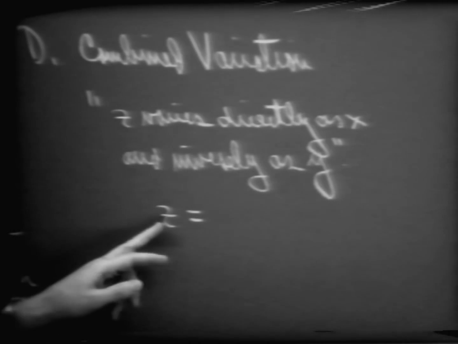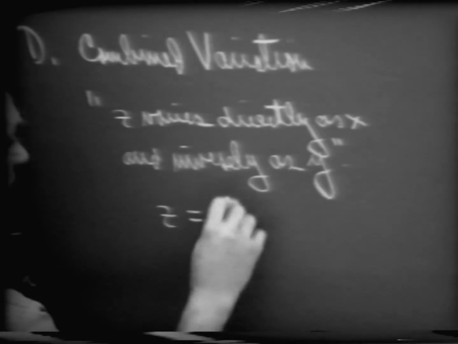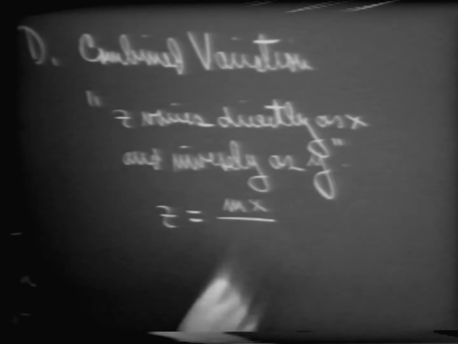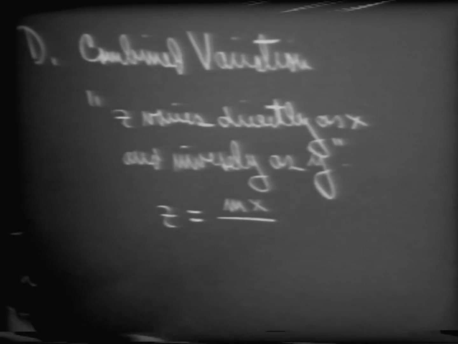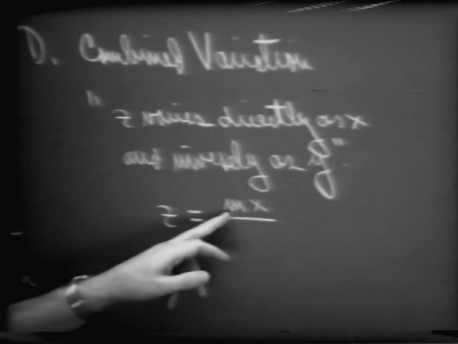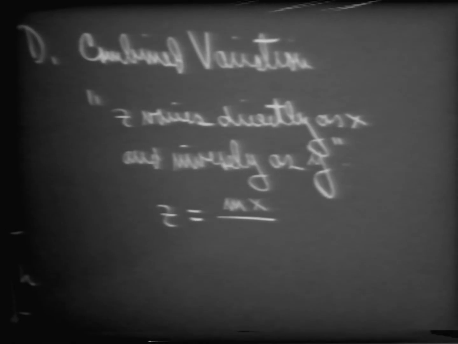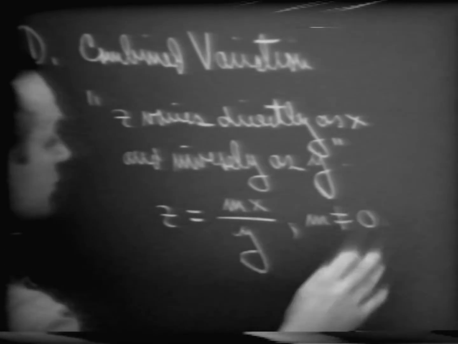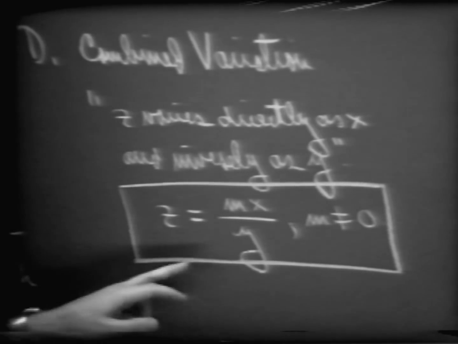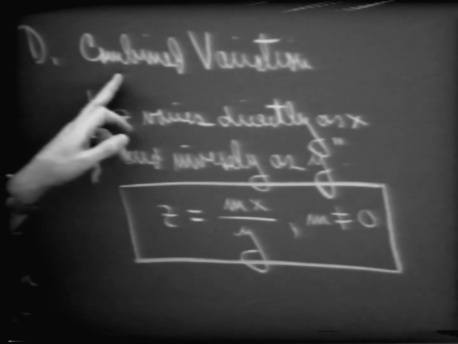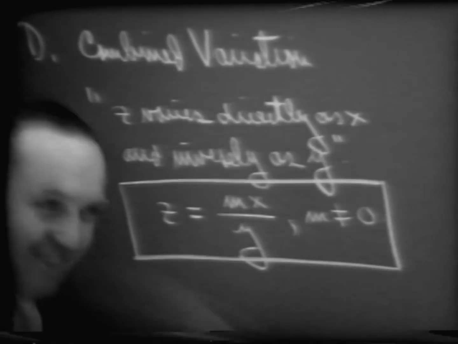All right, so then if we think in terms of z varies directly as x, let's think of m times x divided by, now, instead of talking about another m, which would give us an m squared, that's just another constant, isn't it? So let's just call it m times x divided by what? And inversely as y would be divided by y, where in this case m cannot also be equal to 0, okay? So here then is a situation in which we may think in terms of what we call a combined variation, in which it combines both a direct variation and an inverse variation, okay?